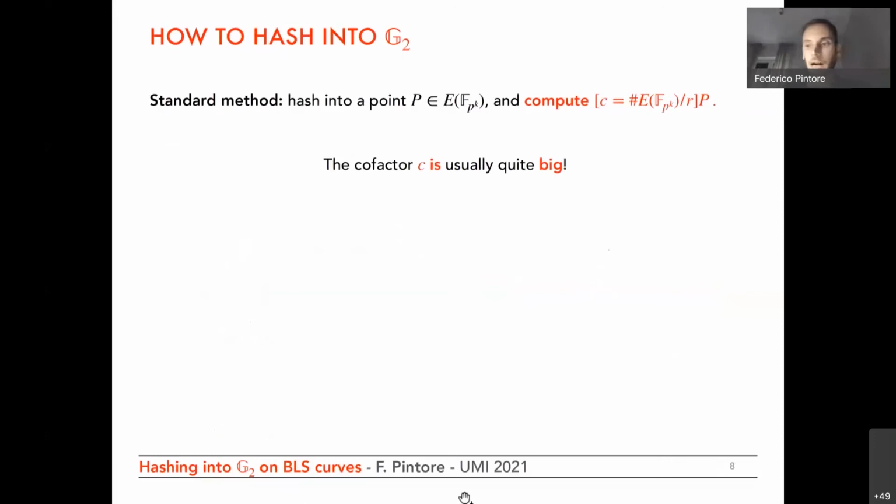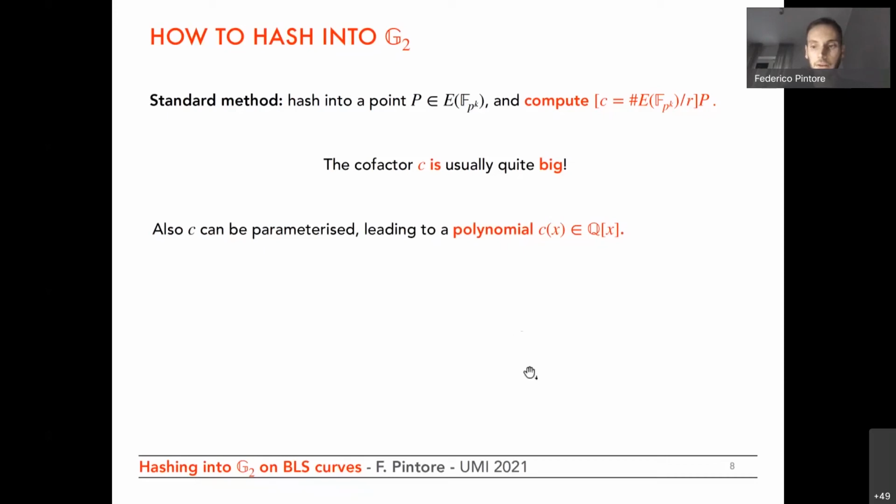Okay, now how to hash into G2? The standard method is just to compute a random element P in the extension field Fp^k, and then multiply it by a scalar to force this point into the subgroup of order r. This scalar multiplication is by a cofactor, which is the cardinality of the points over the extension field Fp^k divided by r, since we want points of order r. And the point is that this cofactor is usually quite big, but we have also good news.